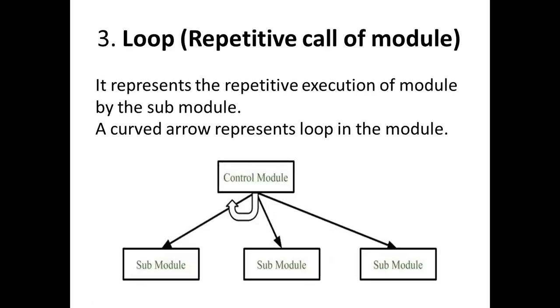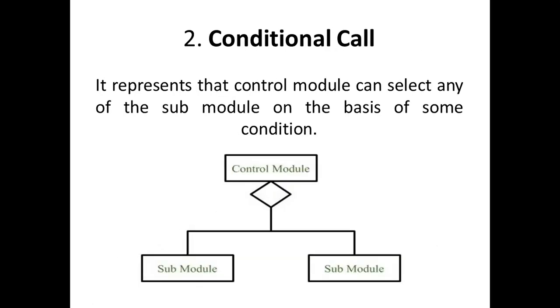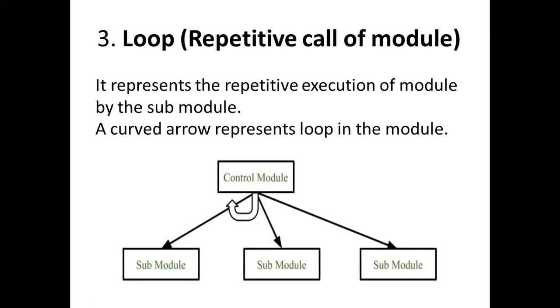Now this is again the loop. Okay, that was the conditional. That is, whenever we are going to check a condition, we have already seen how we can represent the condition with the help of symbols. And this is the loop, the repetitive call of a module. It represents the repetitive execution of a module by the sum module. A curved arrow represents a loop in the module. So you can see here the curved arrow.